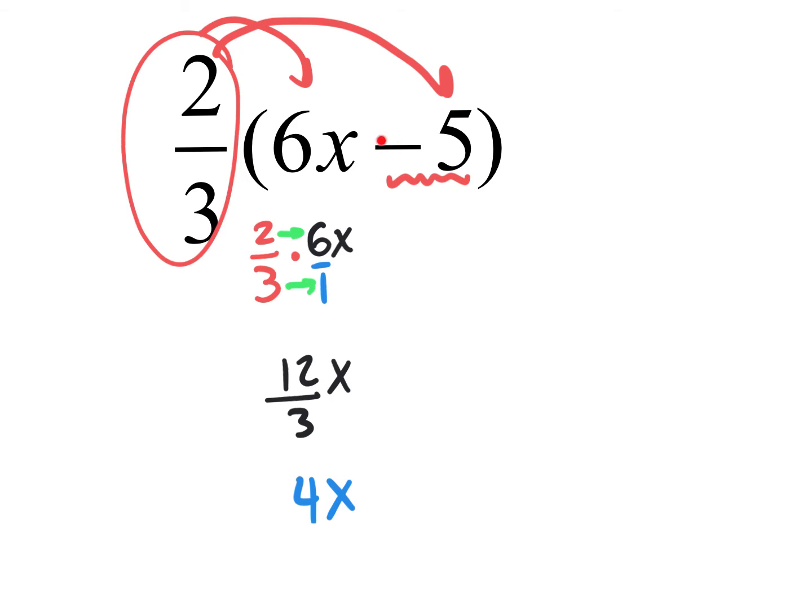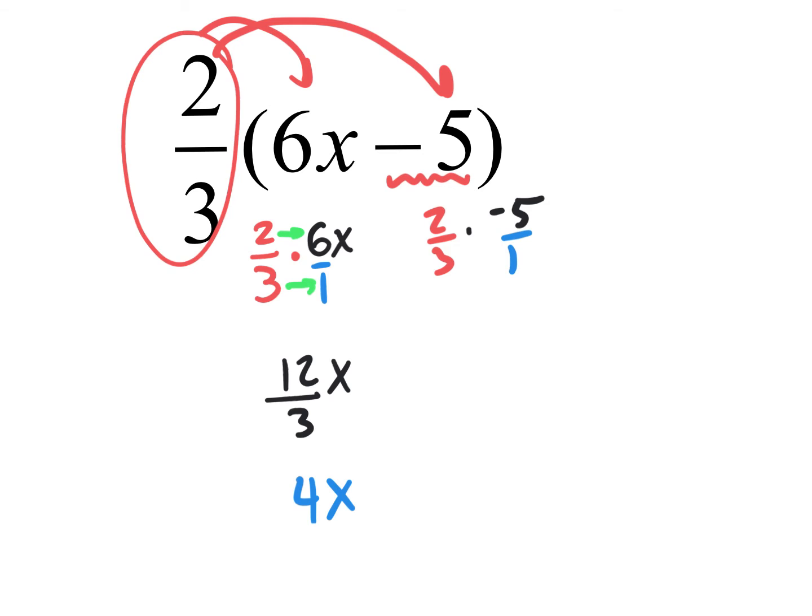I always say include the sign that's in front with the number. So I want to call this a negative 5 instead of a minus 5. And let me write out my work. The 2/3 times negative 5. Put the negative 5 over 1.